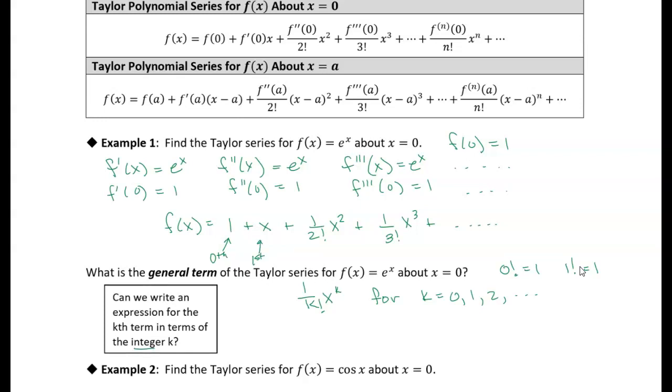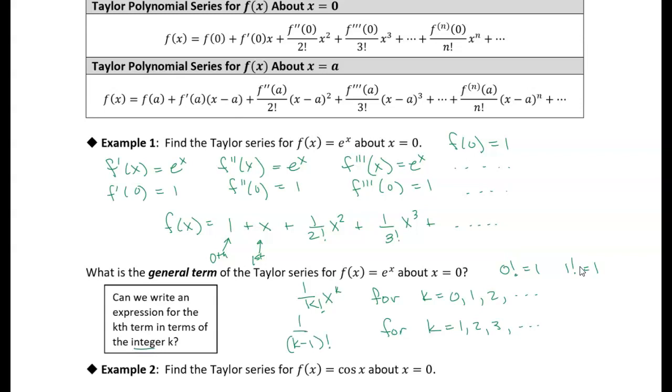Okay, so sometimes the term number depends on where you start, right? Now we could also write this for k equals 1, 2, 3. We can do that. It's just not as pretty. It's not that bad. So basically, we would have 1 over (k minus 1) factorial.